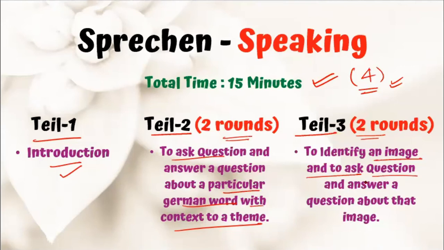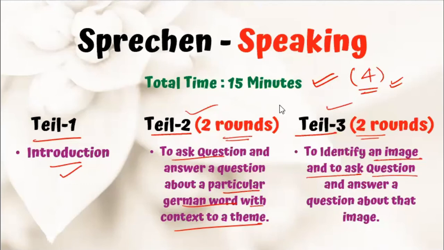The examiner will not ask questions. In tile 2 and tile 3, no examiner will be asking questions. They'll just provide you with the word and the image. You have to frame a question and ask that particular question to your partner. Your partner will answer that question to you. Based on your questions and answers, you will be provided marks by the examiner.